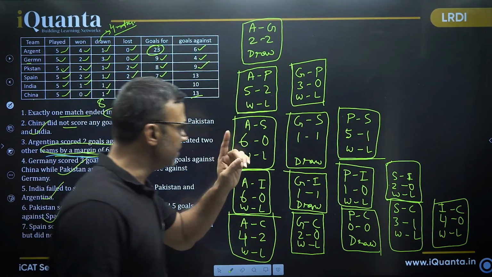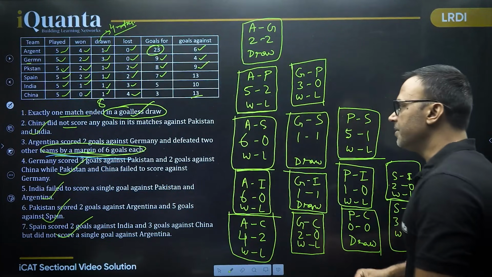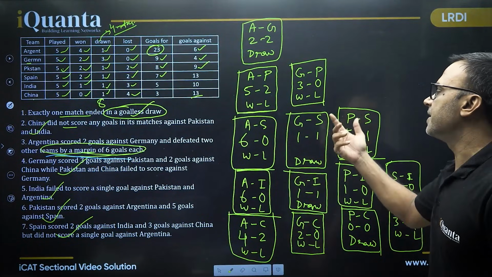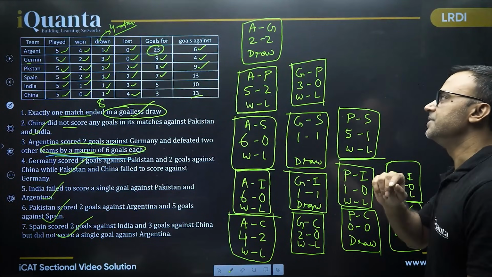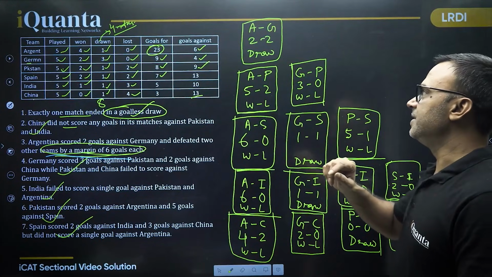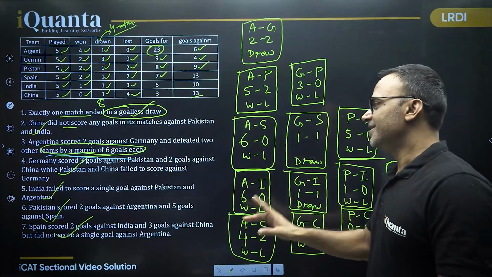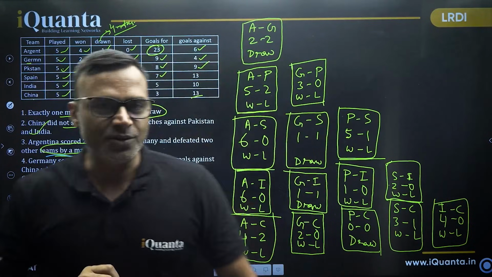I hope you could see. I'll just remind you, what are the places where you could make a mistake? For example, any team against Pakistan and you count Pakistan goals. That is one very big mistake that happens in this question. Against Argentina and you count Argentina goals. So just be careful while counting those things.